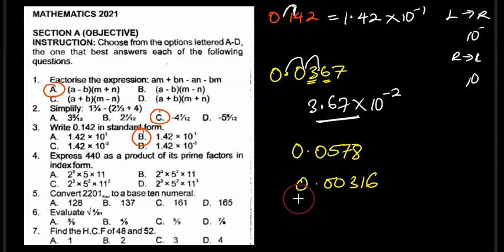So quickly, we are going to go over to question number 4. But you can pause the video and look at these two activities before you move on to question number 4. Moving on to question 4, we have to express 440 as a product of its prime factors in index form. Now, I would like us to pay real good attention as we look at the solution to this question.